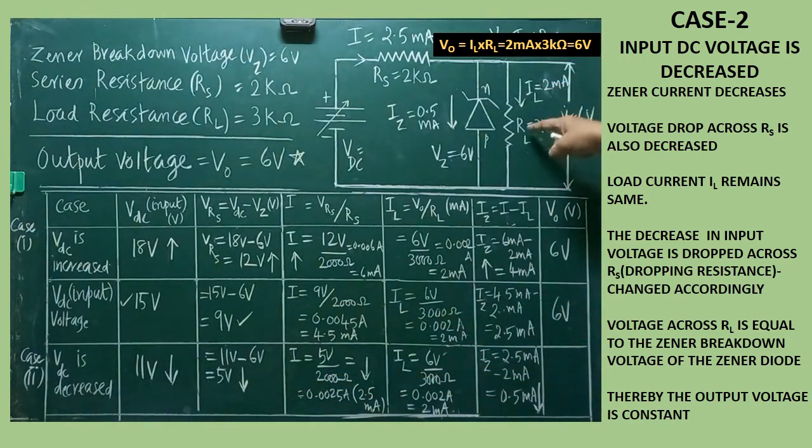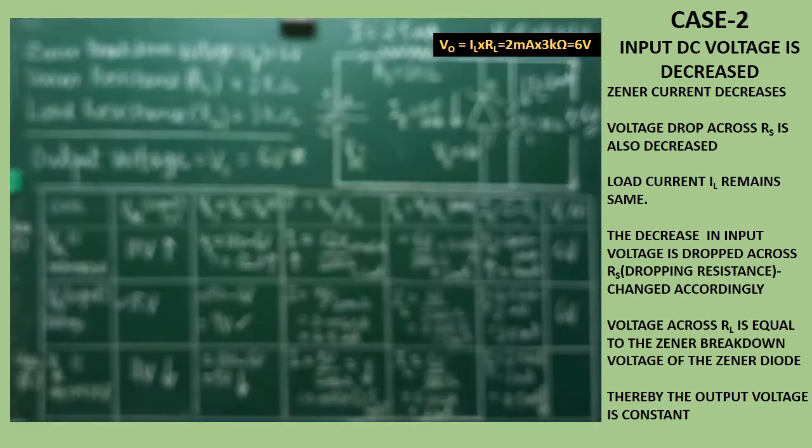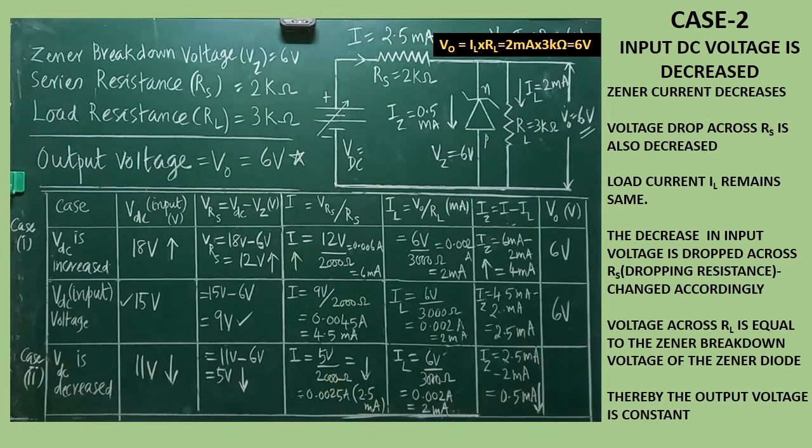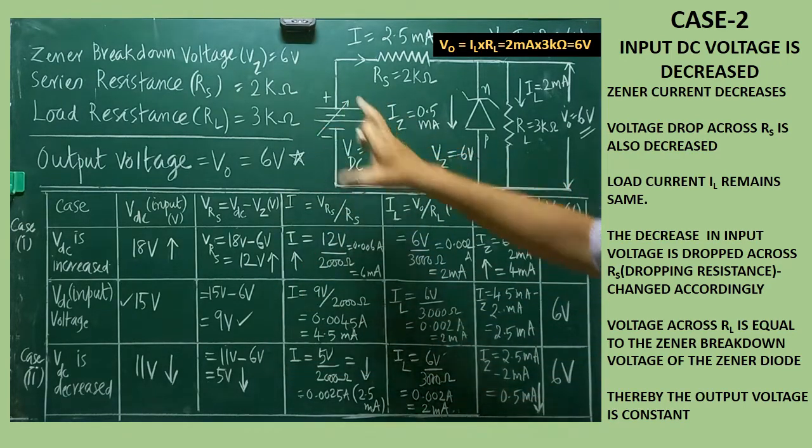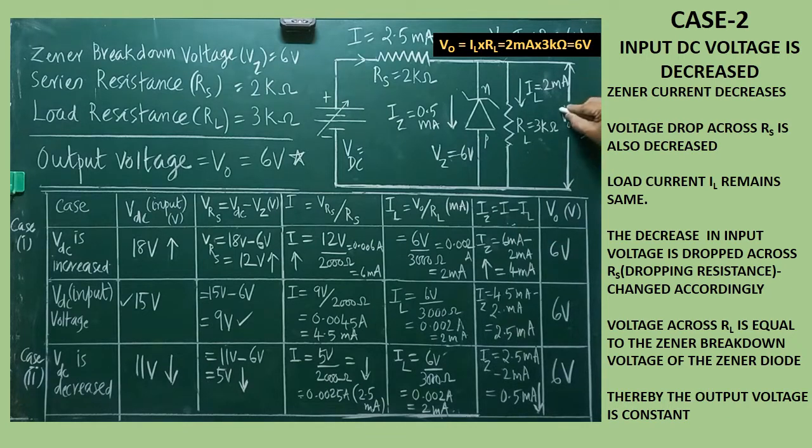But the current passing through RL, that is IL, is constant. So constant current is flowing through the resistance. If you multiply these two values, you will get 6 volt. Are you clear? Always the output voltage will be 6 volt. Therefore, though the input is changed, whatever may be the input value, if you vary this input voltage, you will be getting the constant output voltage.